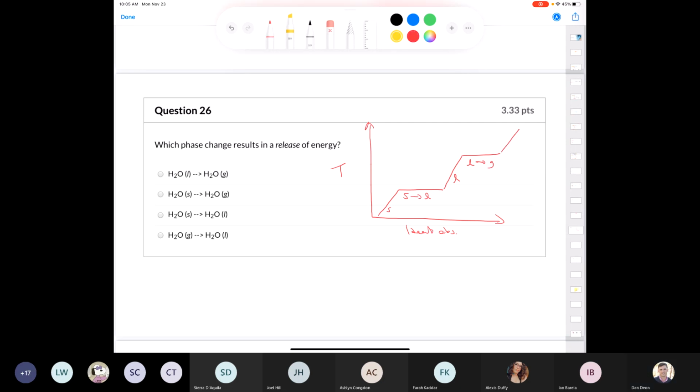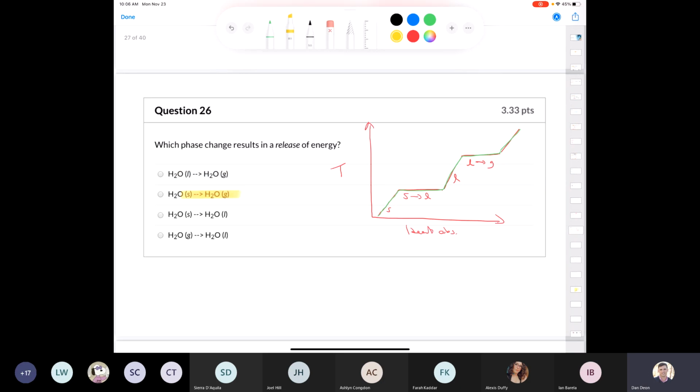If we're just going in this direction, going from here up and then over and then up, this is heat absorbed as we go from left to right across this graph. But if we go in the opposite direction, that's going to be heat released, won't it be? Let's look. If we're going from a liquid to a gas, that's going to be heat absorbed because we're going from left to right.